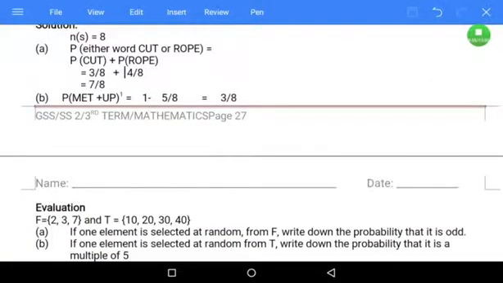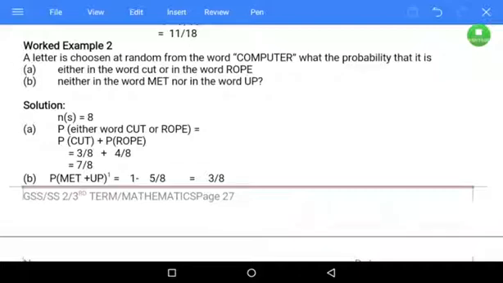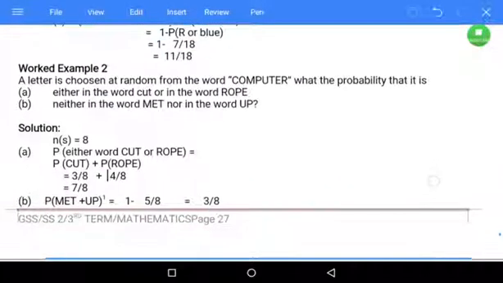Also, what is the probability that the letter chosen is not in the word met, nor is it in the word up? Can you see? Neither in the word met or up. Met has 3 letters, up 2 letters. So when you see not, 1 minus that it is. I told you before. In met, how many letters do we have? 3. In up we have 2. That's 3 over 8 plus 2 over 8. That gives us 5 over 8. So you do 1 minus 5 over 8. That gives us 3 over 8. Very simple, like we did in the last example.